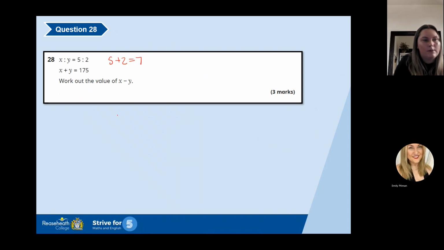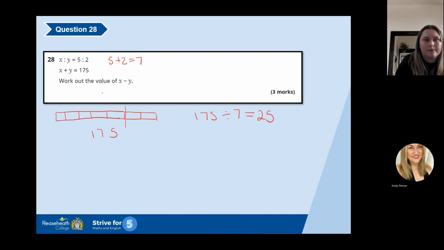Again, you could do that into your bar method. I'm not very good at drawing bars, 1, 2, 3, 4, 5, and then you could do your extra 2. And you know that 175 needs to go into that, and we've got 7 parts. So we do 175 divided by 7, which equals 25 on the calculator.